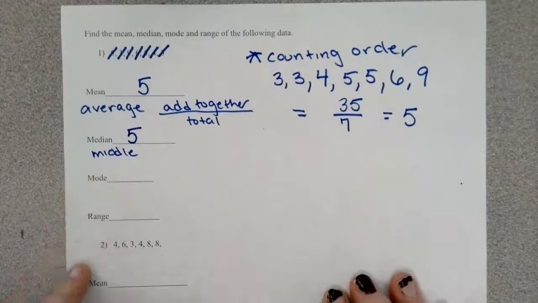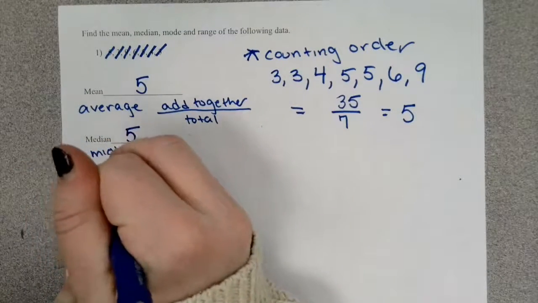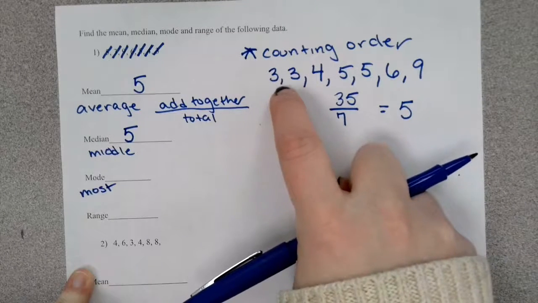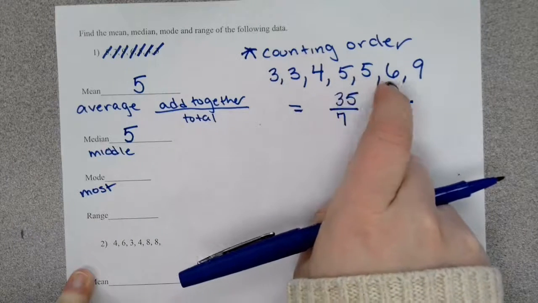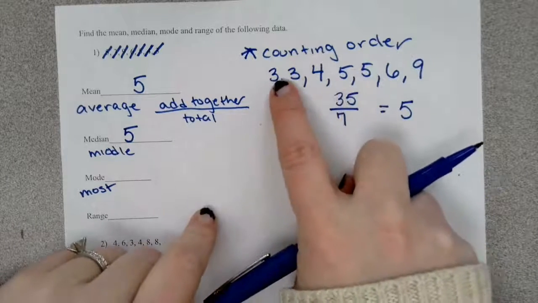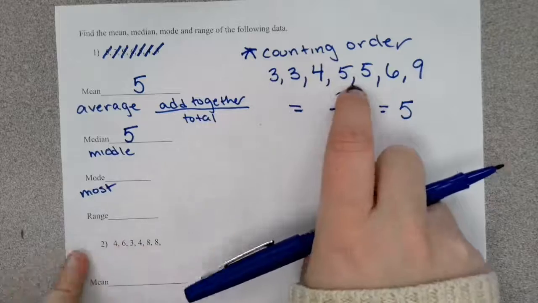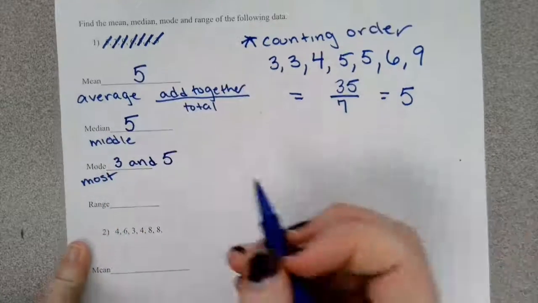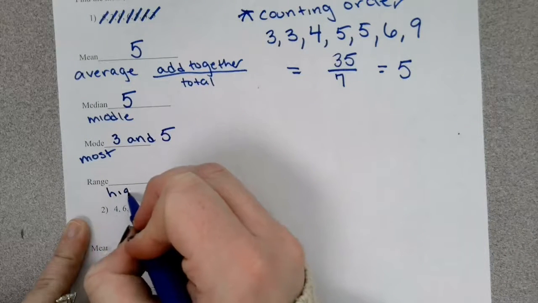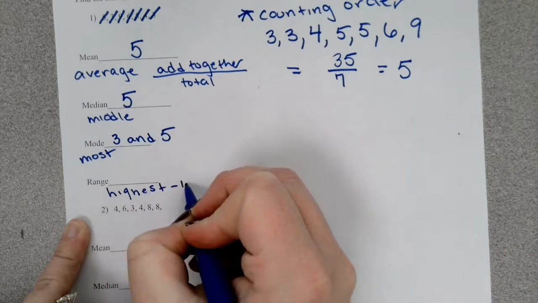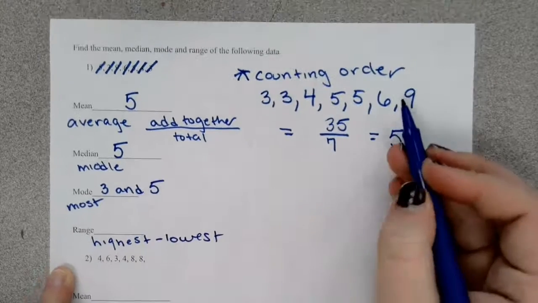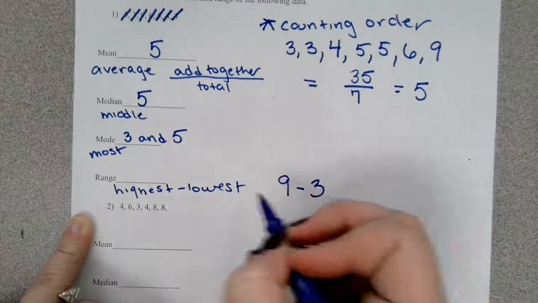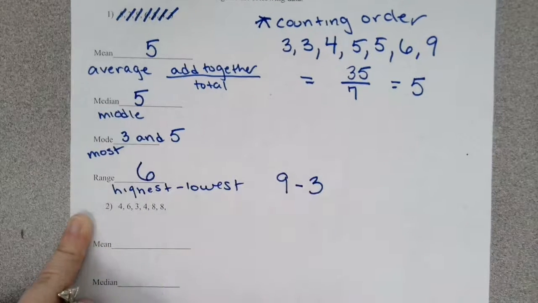My mode is my number used most often. So I see I have 2 3s here. There's only 1 4. I have 2 5s. I have a 6 and a 9. So I have 2 modes here. I have a 3 and I have 5. So you would write 3 and 5. Your range is your highest minus your lowest number. So here my highest number is 9 and my lowest number is 3. 9 minus 3 is 6.